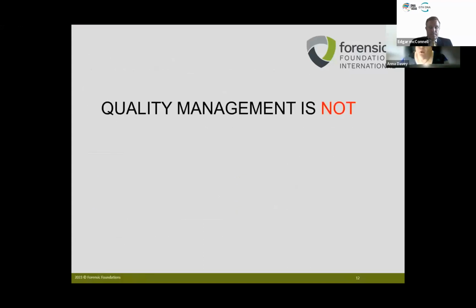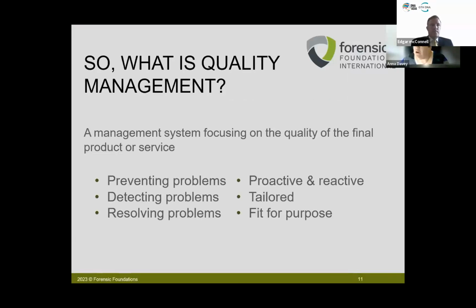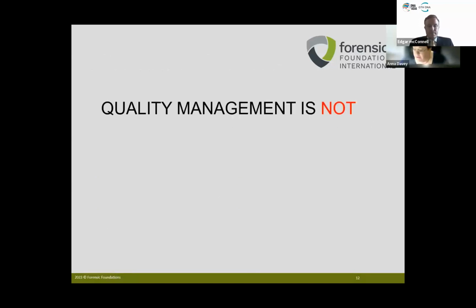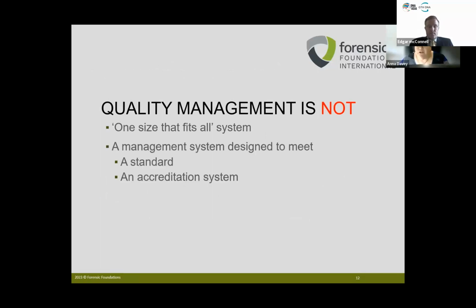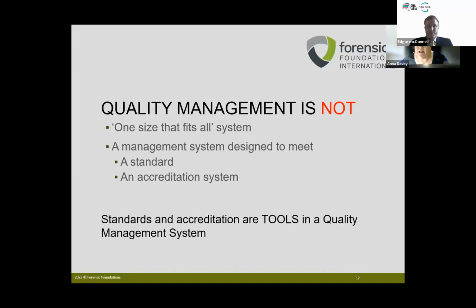Okay. So what quality management is not? In the slide previously, we talked about what quality management is. In this slide, we're going to be talking about what quality management is not. It's not a one-size-fits-all system. As I said in the previous slide, it's tailored. It's got to be fit for purpose. One size doesn't fit all. And it is not a management system designed to meet a standard, whether that's 17025 or an accreditation system. It's designed to meet the needs of the organization. And standards and accreditations are tools that we use within a quality management system. They're not the be-all and the end-all.